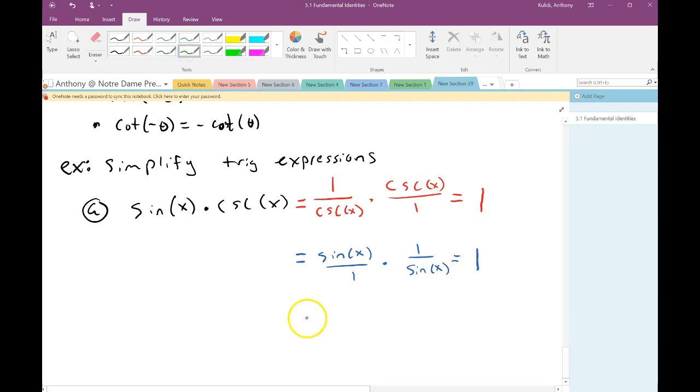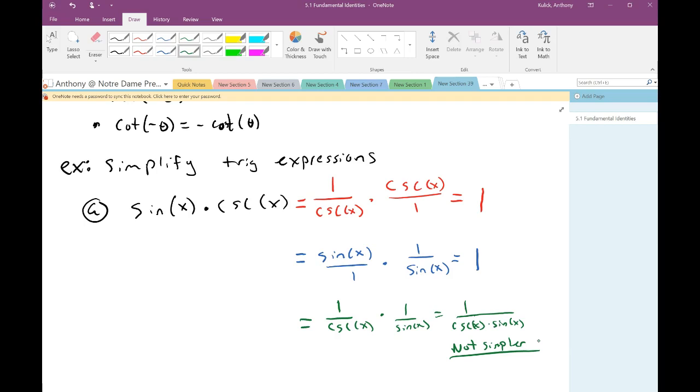What would be a bad thing to do? That's applying both properties. And why is that a bad idea? Has anything canceled? No. So you got something that's not simpler. It's just as complicated as before, right? In fact, it's more complicated because now it's in a fraction. So instead of just having multiplication as an operation, you have multiplication and division going on. So you've actually made things worse.